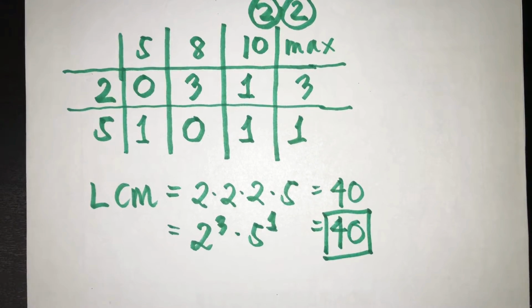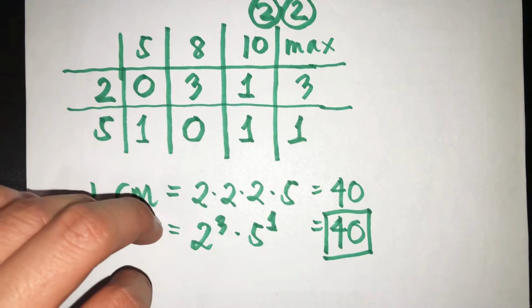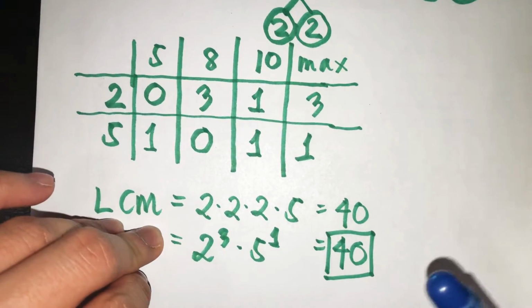So the LCM now for 5, 8, and 10 is 40. Okay? Now let's go to our next example.